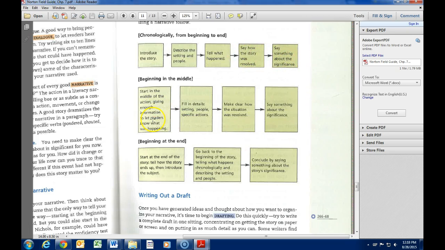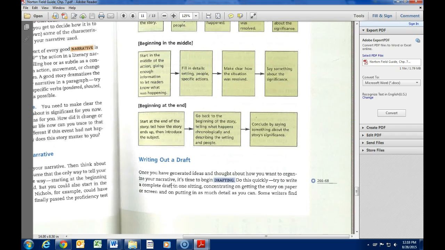Begin in the middle, which is exactly where Tania Barrientos begins. She begins in the middle and then moves back in flashback towards her childhood. Or begin at the end: tell how the story ends up and then introduce the subject. You know, in fall of 2015, I enrolled in an online section of English 1010. I was nervous, and these are the reasons why, and then through flashback, explain that.